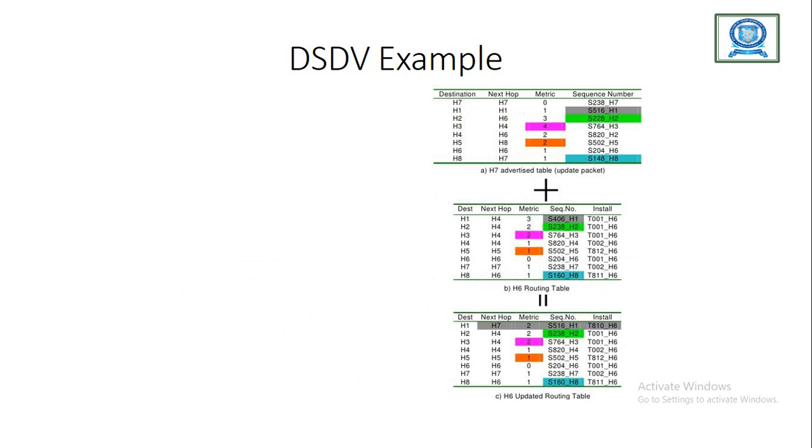So this is how the routing table will be updated. At any instant, each node will advertise its table, and the table will be checked by nearby nodes. Here the first diagram shows that H7 advertises its table, and depending on this advertised table from H7, H6 will update its table for further routing processes.